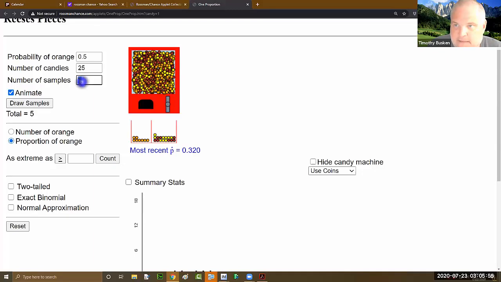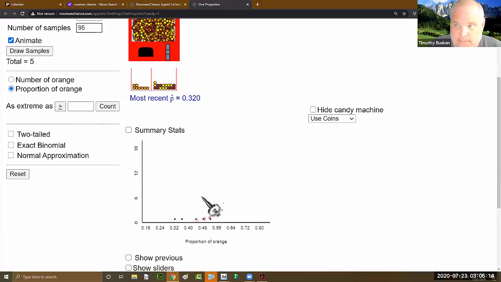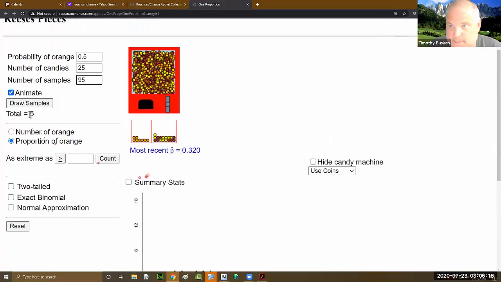So we've taken 5 samples. I'm going to have the applet take another 95 samples. Each time it takes a random sample, it calculates another value of p hat, a sample percentage of orange candies, and we'll plot that value of p hat on this dot plot down here that we're making. So let's do that now.